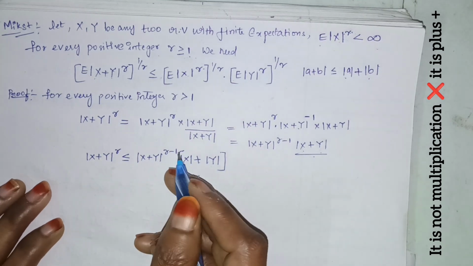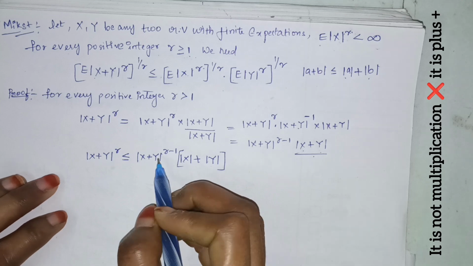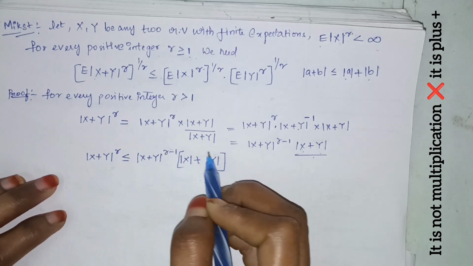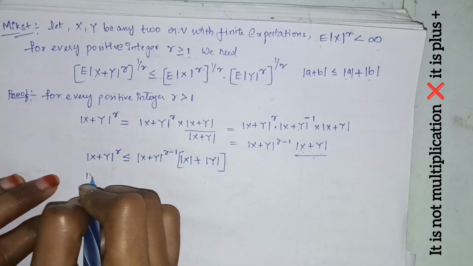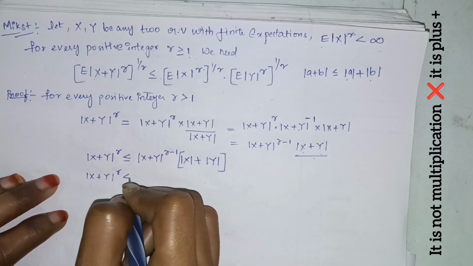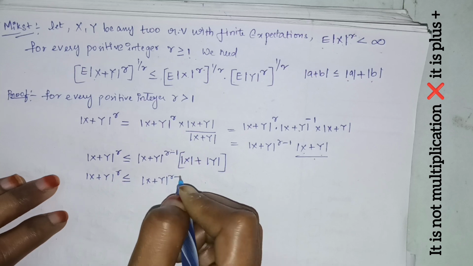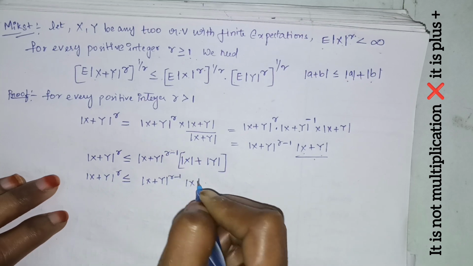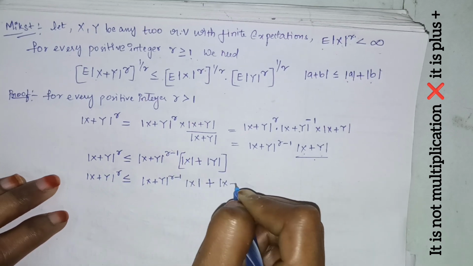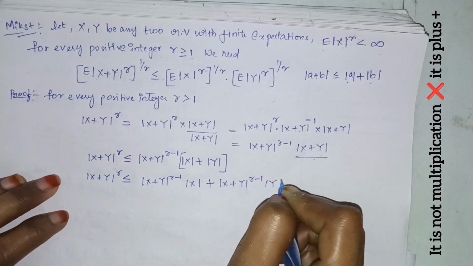This is what we get from it. Now multiply this term with the second term. Then you get |x+y|^r is less than or equal to |x+y|^(r-1) times |x| plus |x+y|^(r-1) times |y|.